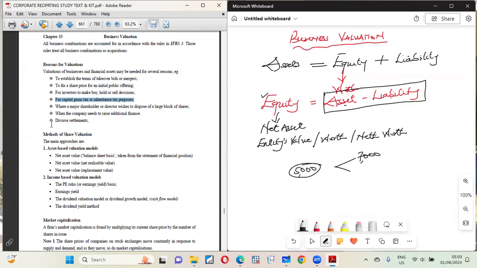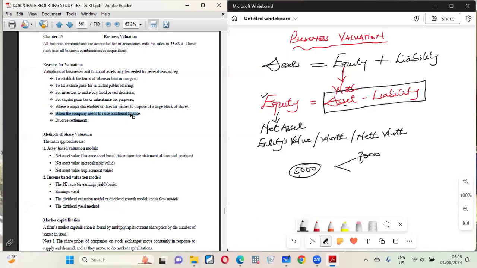All right. So again, we said that where a major shareholder or director wishes to dispose of a large block of shares, it's just like an IPO. If you want to sell, there must be a price, and you use the valuation methodologies to determine the price. Then we said that when a company needs to raise additional finance, that too is true, because even banks need security. What is the value of your company? If I give you the loan, the selling of your net asset can give me something to defray the loan that I gave you.